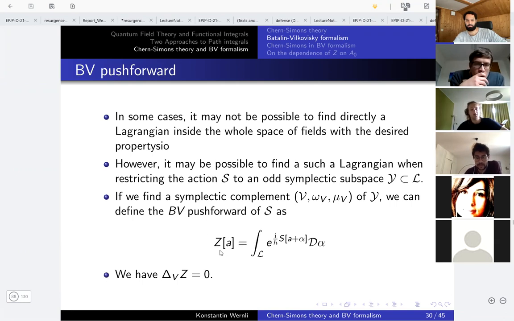There will be another half density, which is now a half density on this new BV space. And the BV theorem extends to this case, and it tells us that the partition function is closed with respect to the BV operator on the smaller space.